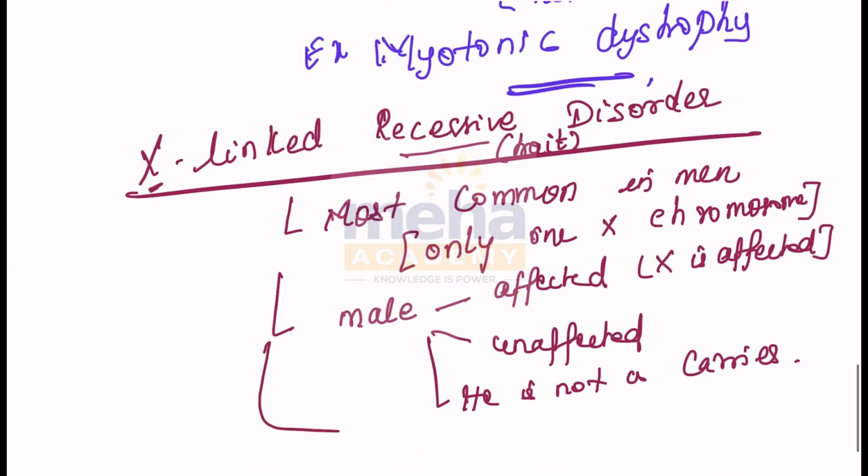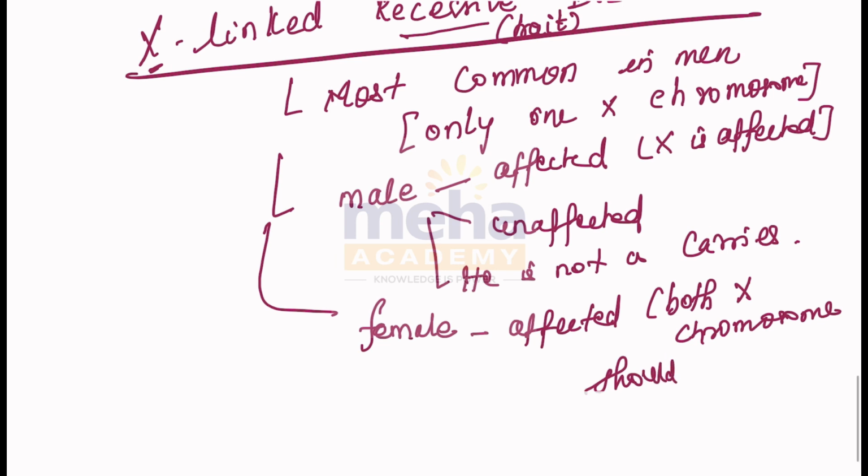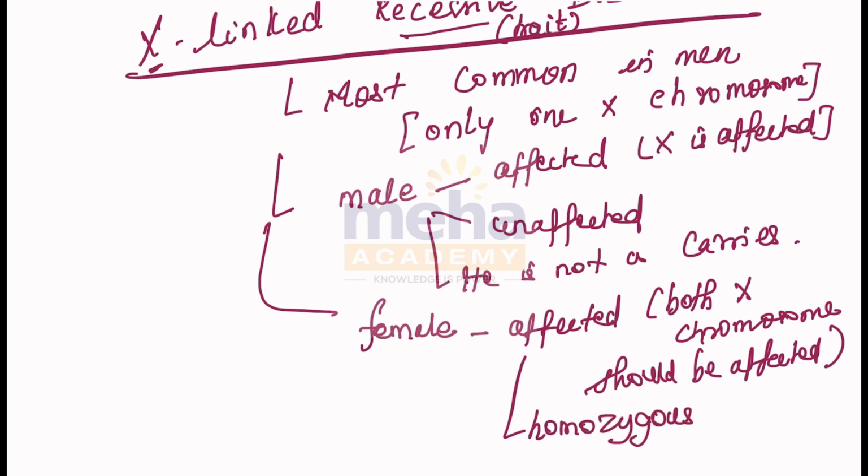Then, if a female is affected, what is the meaning? Both X chromosomes should be affected. If both X chromosomes are affected, they will be homozygous recessive. So this condition would be homozygous recessive, and they are going to pass on the disorder.